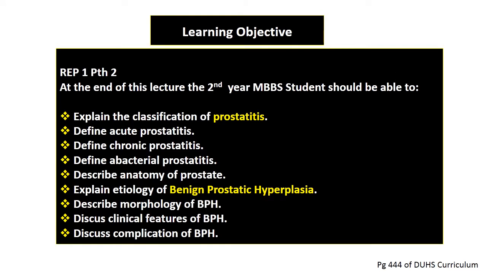At the end of this lecture, the second year MBBS student should be able to explain the classification of prostatitis, define acute and chronic prostatitis, define abacterial prostatitis, and describe the anatomy of the prostate. He should also be able to explain the etiology of benign prostatic hyperplasia, describe the morphology and clinical features of benign prostatic hyperplasia, and discuss the complications of benign prostatic hyperplasia.